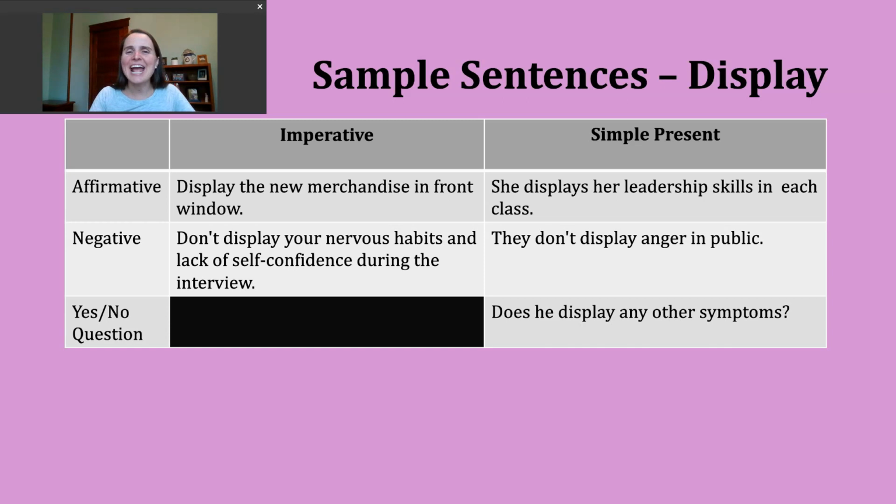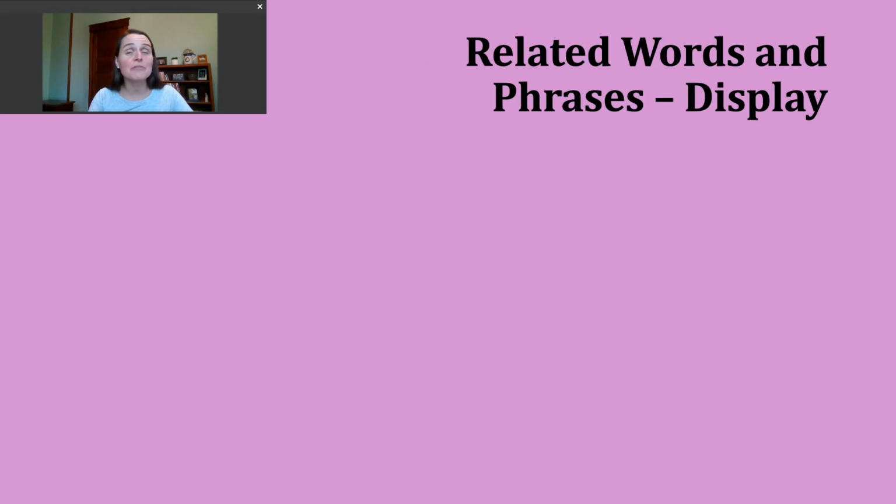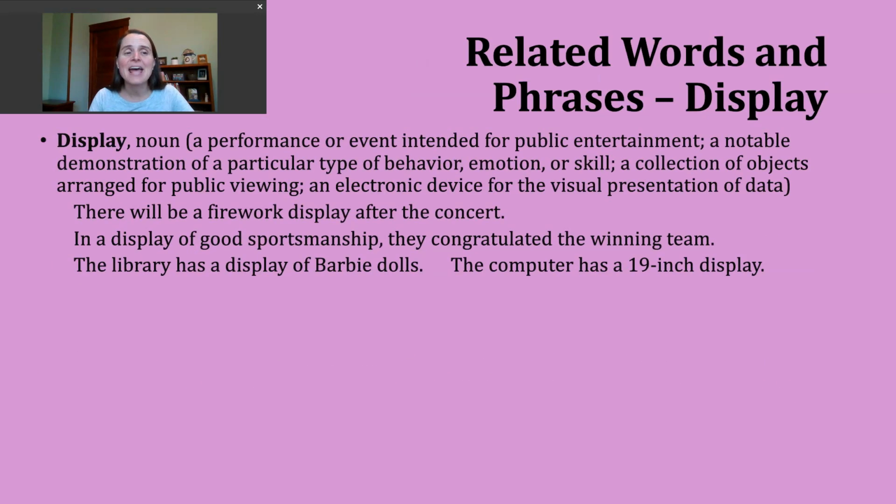Now, let's move on and talk about some words and a phrase that are related to our verb display. And the first word we're going to discuss today is just the noun form of our verb. So the noun display, you'll notice, has exactly the same spelling and exactly the same pronunciation as our verb. The noun display can have a number of different meanings. We're going to talk about 4 today.